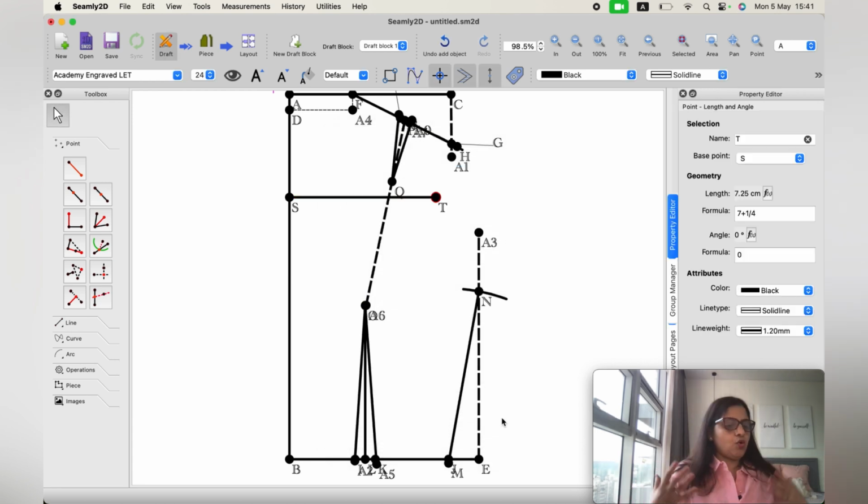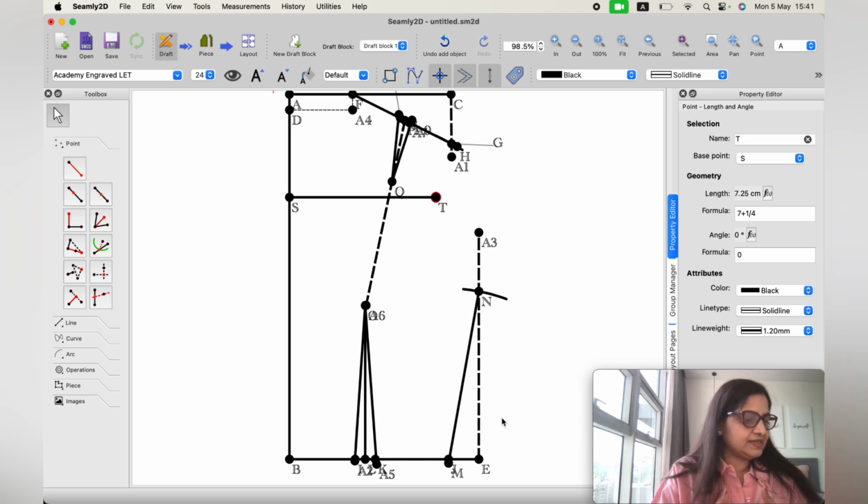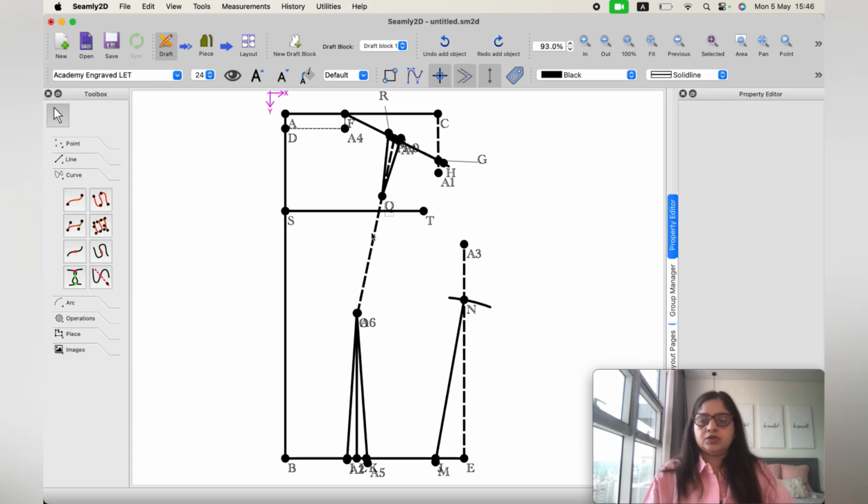Okay, so all the points of this pattern are ready. So our pattern is ready. All you have to do is join your neckline and armhole curve to make your draft ready.